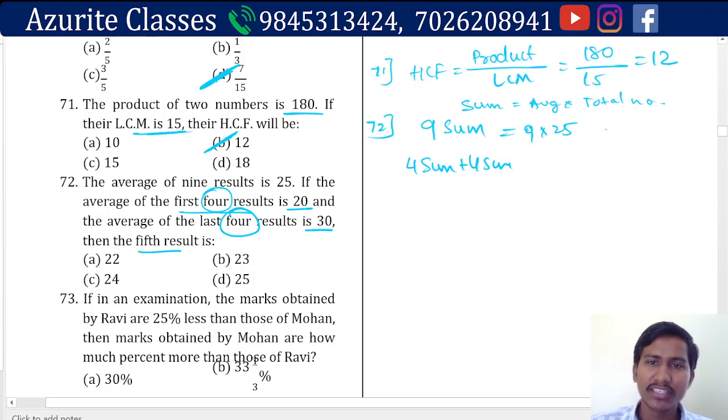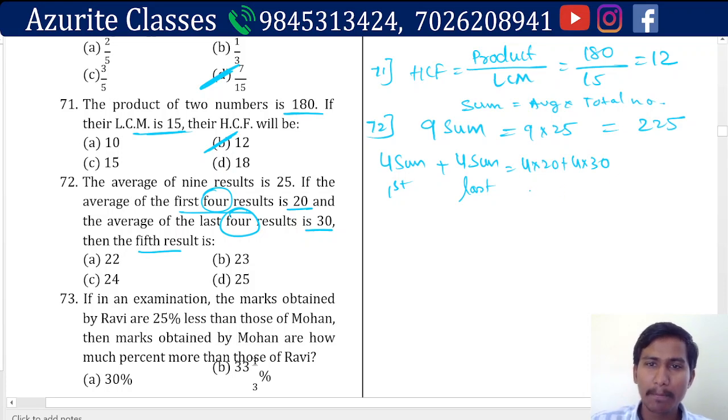So 9 into 25 is how much? The answer will come as 25 nines is 225. Okay, so take the first 4 numbers' sum, then the last 4 numbers' sum. The last 4 sum is given as 20 and 30, right? So 4 into 20 plus 4 into 30.